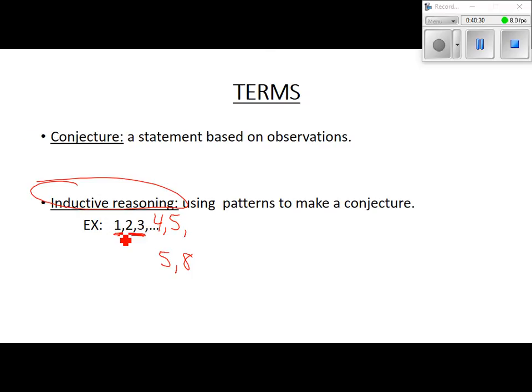What pattern did Caleb use? Plus 1, plus 1, plus 1. What pattern did I use? I took these 2 and added them together to get this next one. Then I took these 2 and got 5. Then I took those 2 and got 8. What would the next number be? 13, and so on. Were they both right? Yeah. Now, do we know for sure which one's right? Not really. So inductive reasoning doesn't always work real well.